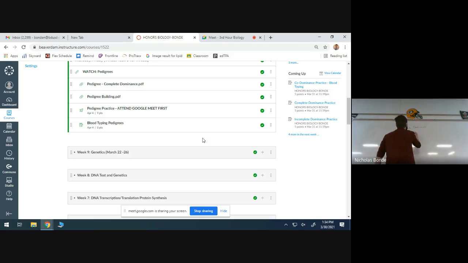Good. And who can remind me what's the difference of these three? Okay, actually, you know what? Discuss that with your partners. Discuss the difference and an example of each of these three.